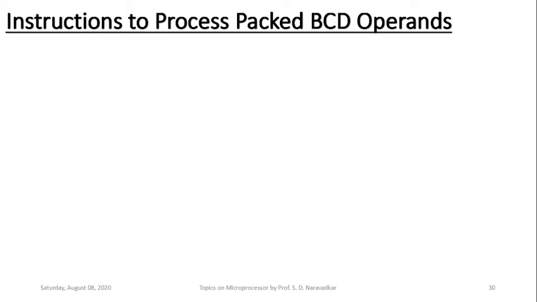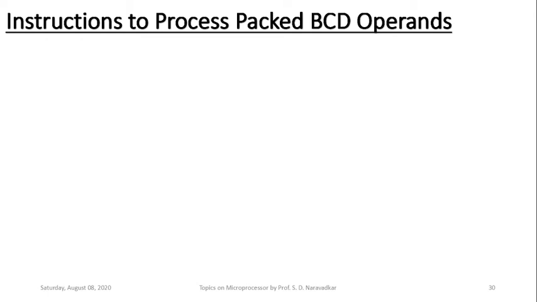Now the next is a group of instructions which are used to process packed BCD operands. BCD is binary coded decimal. Packed BCD within 8 bits of format: there are two BCD nibbles grouped together. The lower 4 bits form the lower nibble, the upper 4 bits form the upper nibble, and whenever such a situation is there, that number is called a packed BCD.